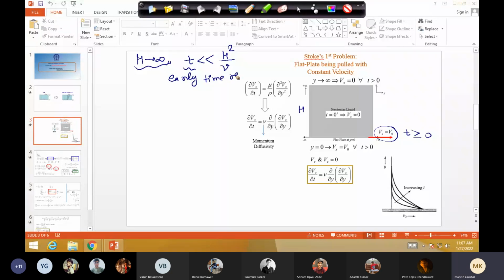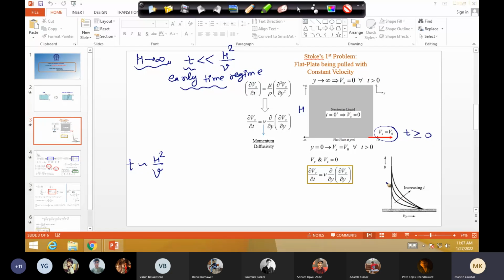So we are going to solve this for the early time regime, and in future we'll also solve it for t of the order of h squared by nu, so that momentum reaches the top layer, or it may be confined between two walls also. Right. And we have guessed the velocity profile should look like this.